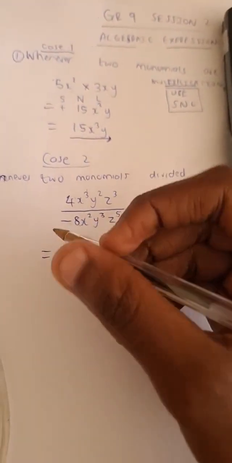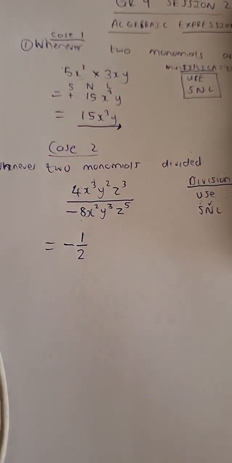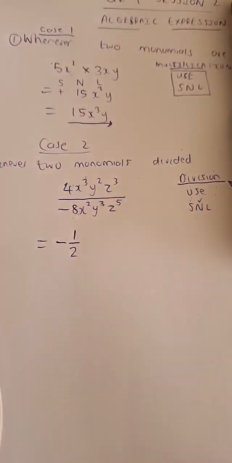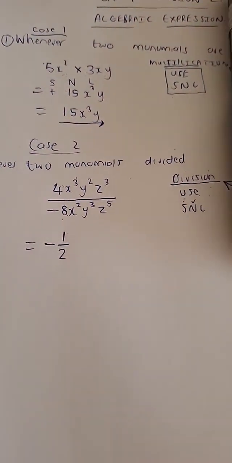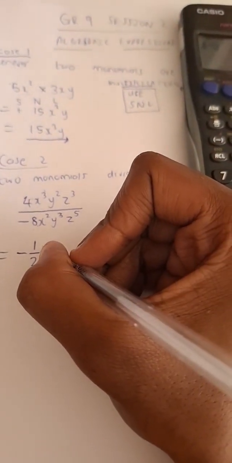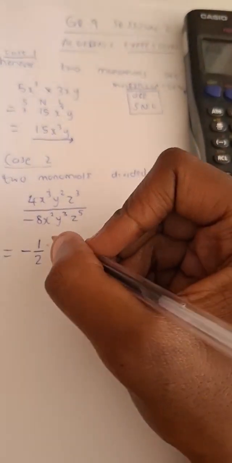So 4 goes into 4 how many times? Once. 4 goes into 8 how many times? Twice. So you have a negative 1 over 2. So the sign and the number are taken care of. Now we need to take care of the what? The letter. This is grade 9. The letter needs to be taken care of.